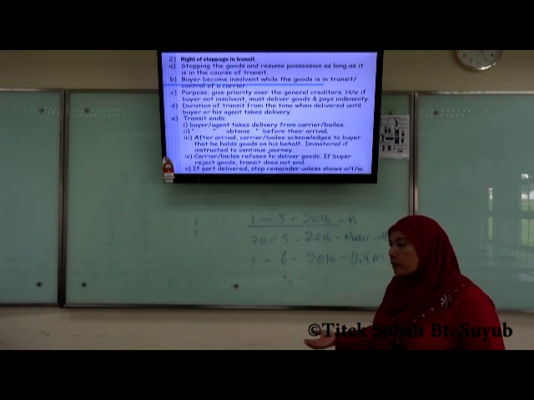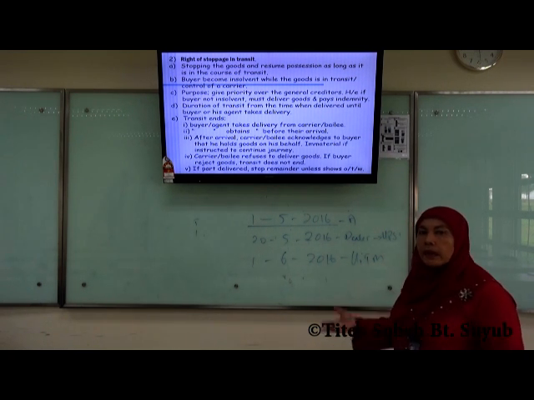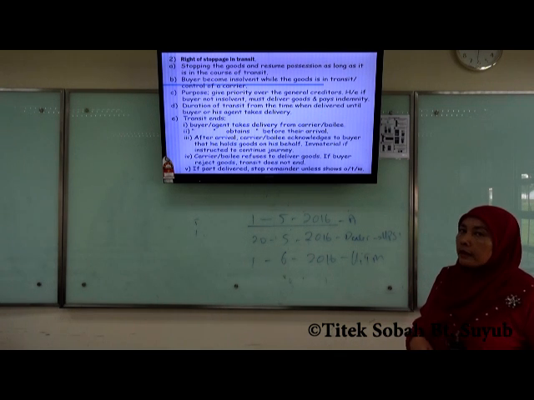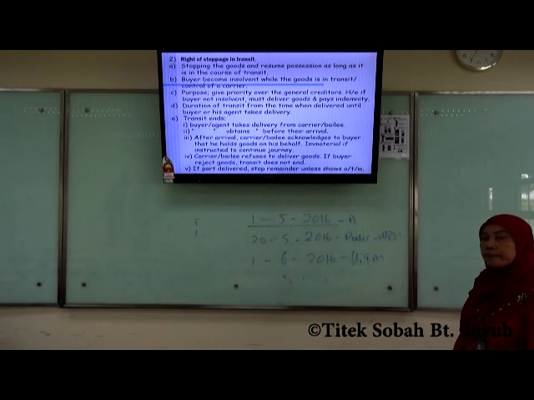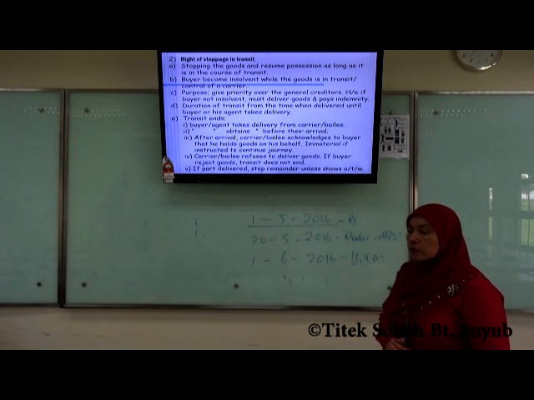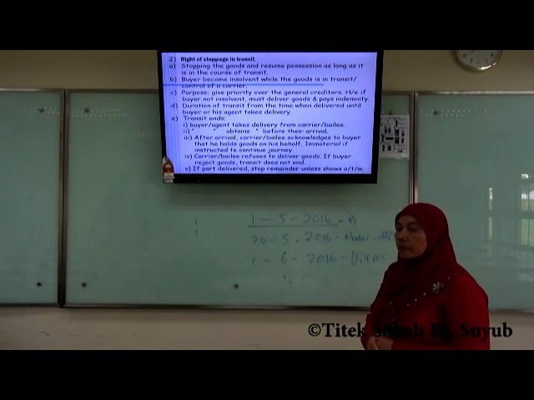And then of course from the proceeds of sales, maybe there is no more balance. Then under that situation, the seller will lose everything. So that's why the law gave this right. How long actually is the duration of transit?